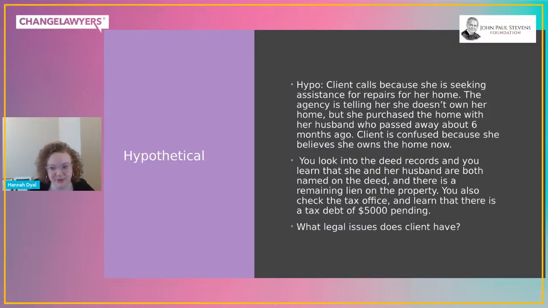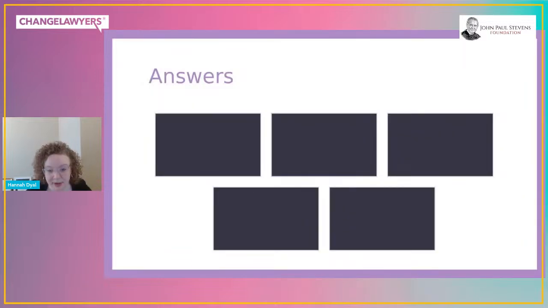You look in the deed records, you learn she and her husband are both named on the deed. There's a remaining lien on the property, so there's still money owed on the property. You also check the tax office and learn there's a tax debt of $5,000 pending. So now what do we do? There's a bunch of legal issues. I'm just going to go ahead and run through them for the sake of time.